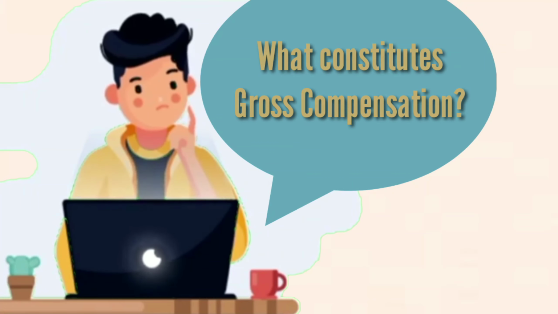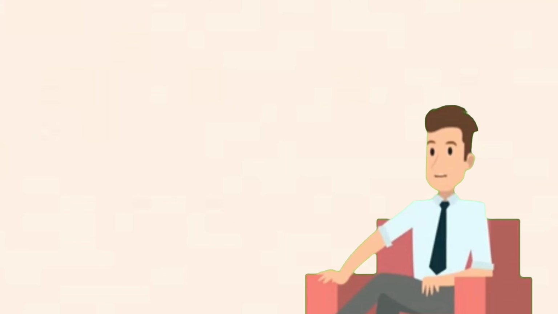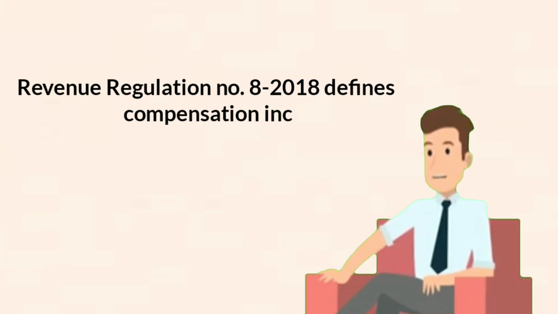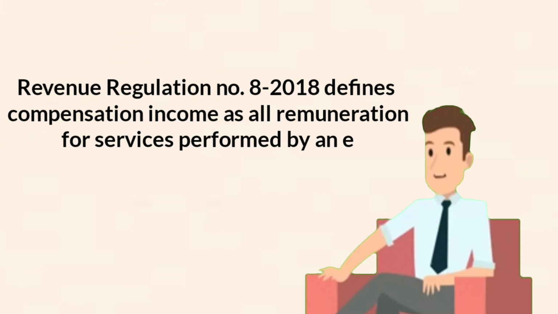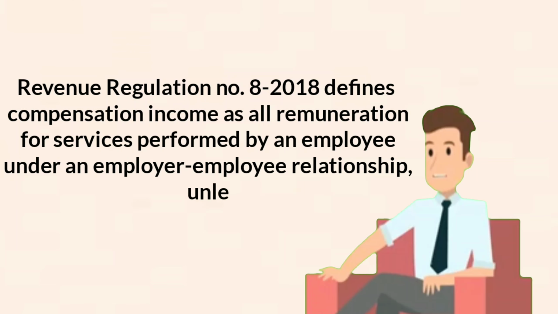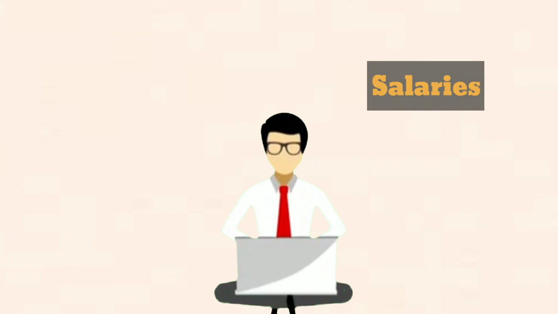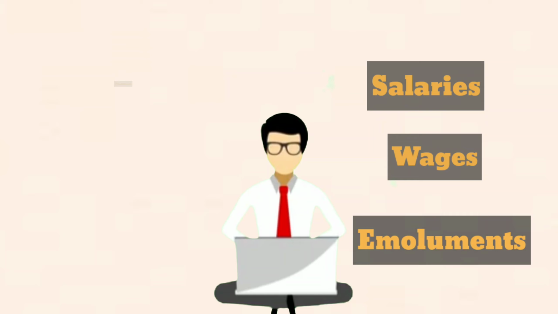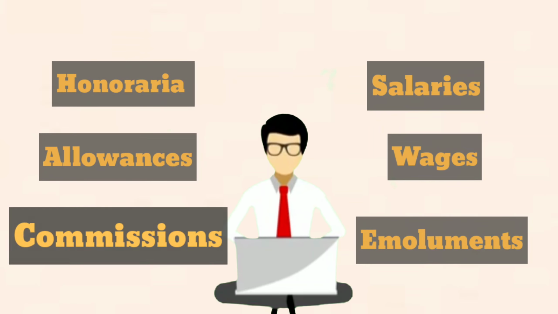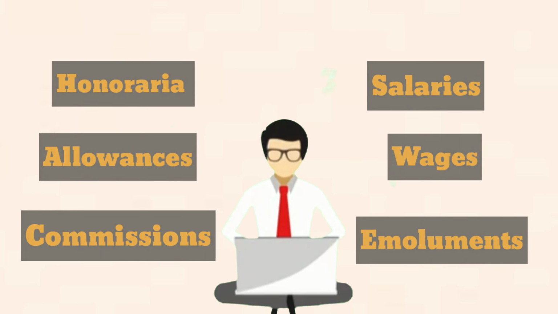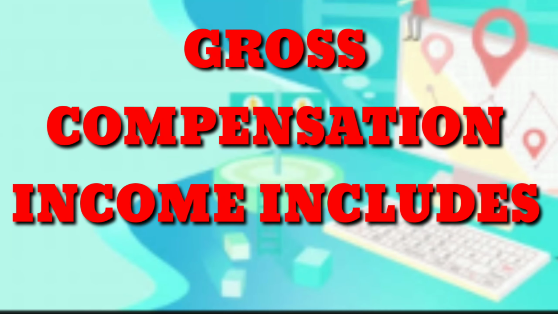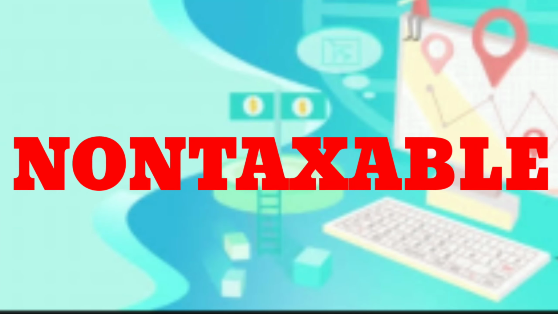What constitutes gross compensation? Revenue Regulation Number 8-2018 defines compensation income as all remuneration for all services performed by an employee under an employer-employee relationship, unless specifically excluded by the code. It constitutes salaries, wages, emoluments and honoraria, allowances, commissions, and other income of similar nature. Gross compensation income includes taxable and non-taxable items.